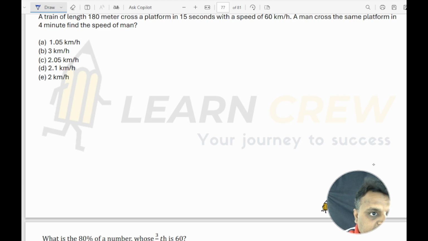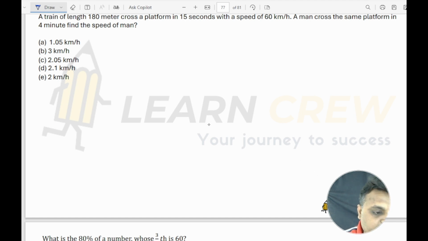Next, a train of length 180 meters crosses a platform in 15 seconds with a speed of 60 km per hour. A man crosses the same platform in 4 minutes. Find the speed of the man.